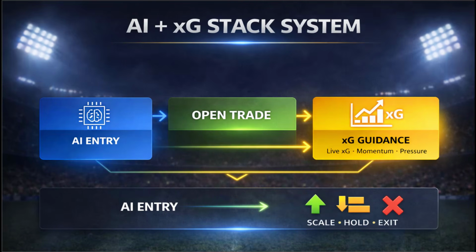So as you can see, we use AI to enter the trade. We use AI to do all the research for us to enter the trade, and we trust in the AI to do that. And then once we're in the markets, we're going to use the XG to guide us and to help us with our decision making, even on matches that we're not even watching. So it's quite simple, and hopefully this video has helped you to understand that.